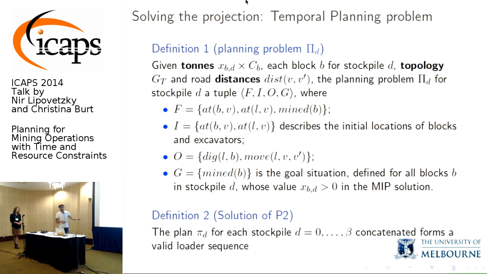We have some digging action that now has a static duration. We have some move actions that take into account which blocks have been mined so far. And then the goal is to mine everything that has been marked to be mined and assigned in this stockpile to get the right blending. So you can see that there's nothing numerical here, which is much better for the current technology. So for the solution for each stockpile, you just sequentialize it, and you have a solution for the whole problem.